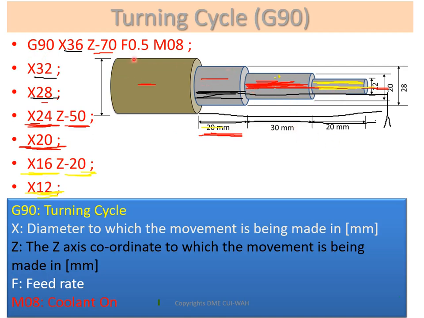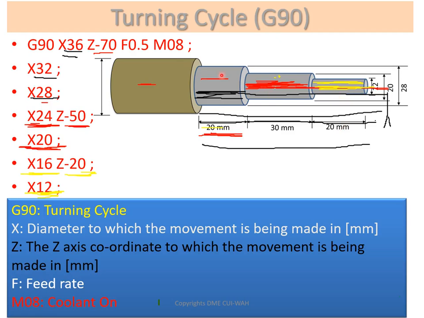Let me summarize it again. This Z was initial Z minus 70. You can add 20 plus 30, 50, plus 20, 70 mm. This whole length was 70 mm, and dia was from 36 to 28. And the next line, the Z was minus 50. You can add 30 mm plus 20 mm. This is Z 50 mm, with diameter from 24 to 20. We have reduced this part to 20 mm, and in the next and final step, Z was minus 20. You see this only length minus 20 mm, and dia is from 16 to 12 mm. We have reduced the dia up to 12 mm.